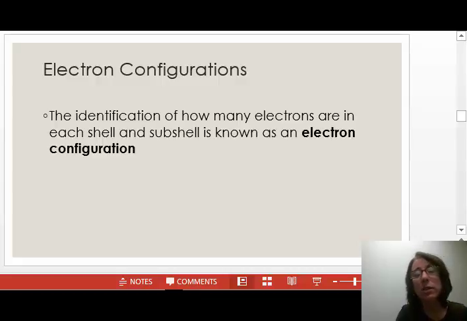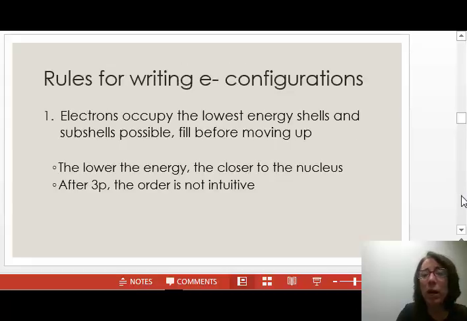Electron configurations let chemists know which shells and subshells are occupied by electrons in an atom or ion. Let's go over the rules for writing electron configurations.